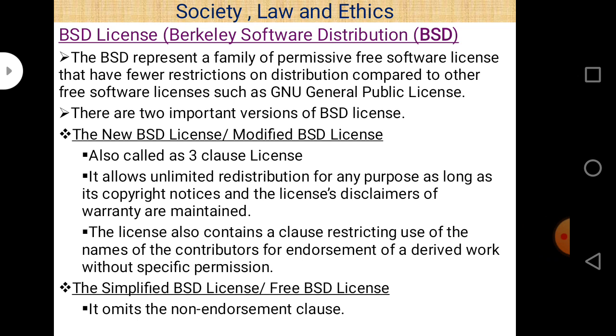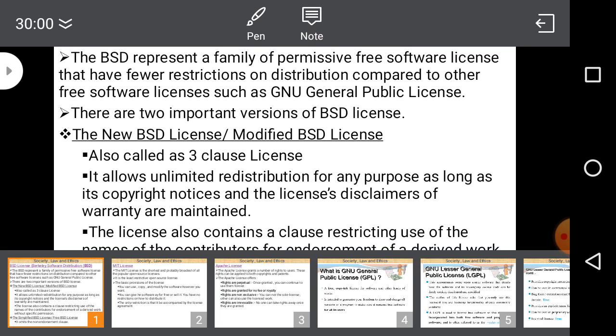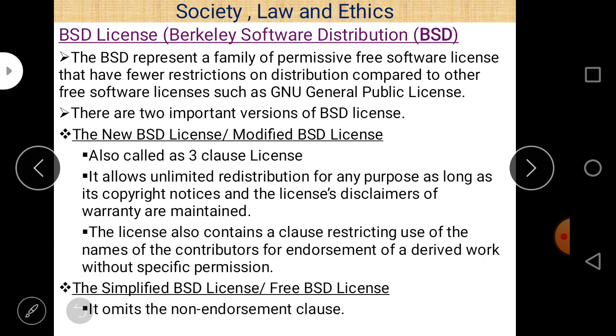First of all, BSD license, basically known as Berkeley Software Distribution license. What is BSD license and for what purpose is it used? The BSD license represents a family of permissive free software licenses that have few restrictions on distribution compared to other free software licenses such as the GNU General Public License. So there is an important point here: it is a family of permissive free software licenses, and second, it has few restrictions in comparison to the General Public License. Now there are two important versions of BSD license.